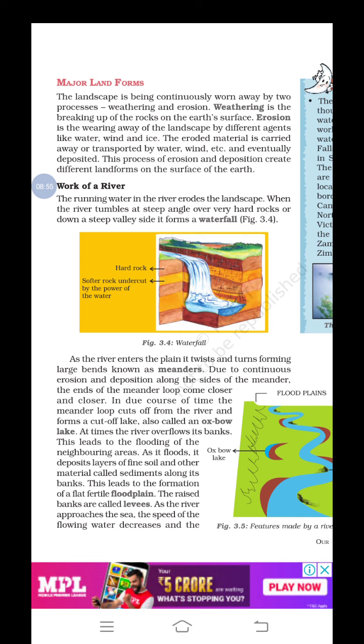how the river brings changes on our surface. Let's start. The work of a river. The running water in the river erodes the landscape. When the river tumbles at a steep angle over very hard rocks down a steep valley side, it forms a waterfall.